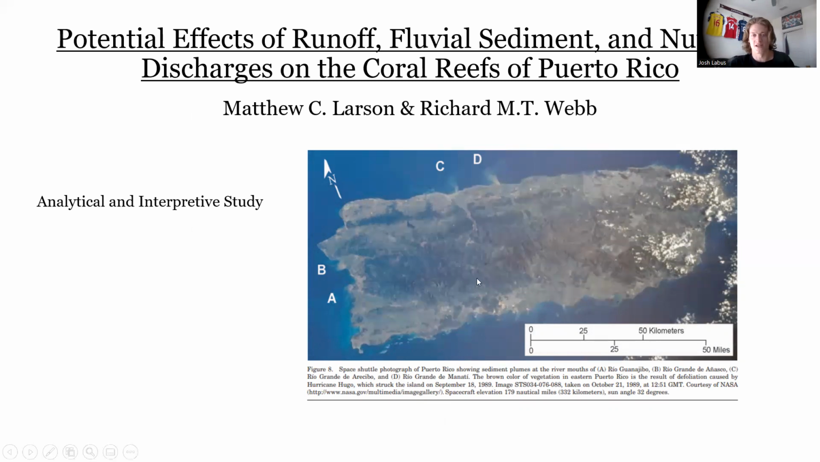And so this is Puerto Rico right here in this picture on the right-hand side. If you look at sites A, B, C, and D, you can see these actual sediment plumes coming out from the river outlets. I'm going to get into that later, but I thought that was a really cool image to see.